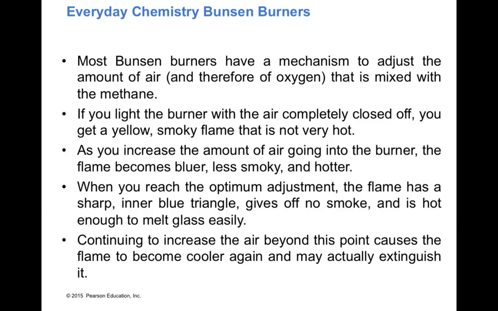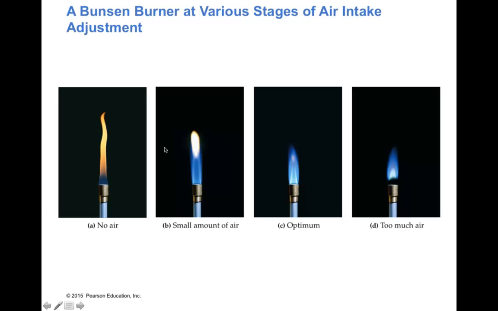So here we have a picture of these four states of the flame. This one is with a lower amount of oxygen. When you increase the amount of oxygen, you can see now that it's turned blue, and this is the optimum scenario, when we have the perfect amount of oxygen. And here is too much oxygen, so that's where the flame is getting smaller.